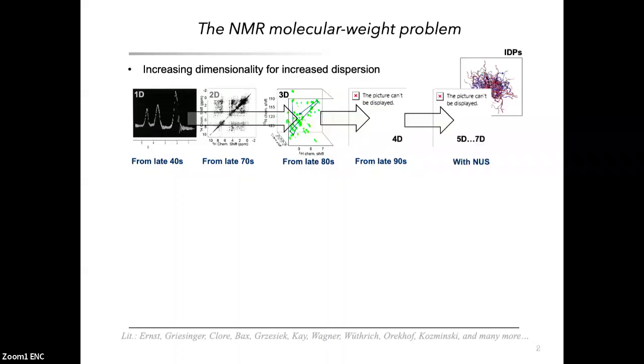And then I was not aware of how to put a 4D picture there. That's why this is not showing anything. And so then with NUS, even 5D, 6D and 7D spectra have been used, in fact, for IDPs mostly. And all of this was possible because people have been overcoming bottlenecks in labeling and sampling, as I just said, the NUS.